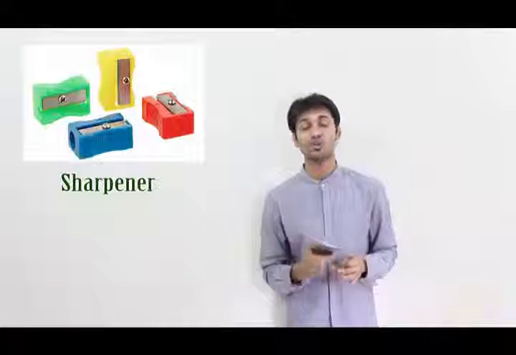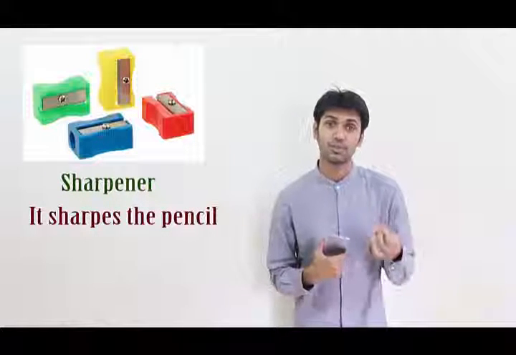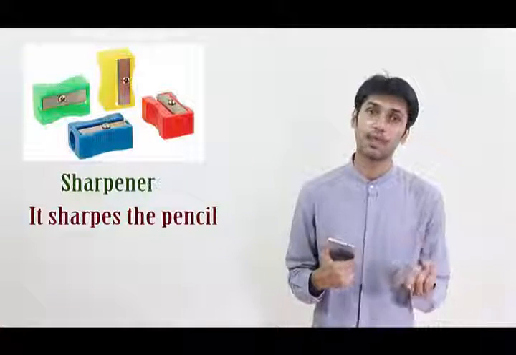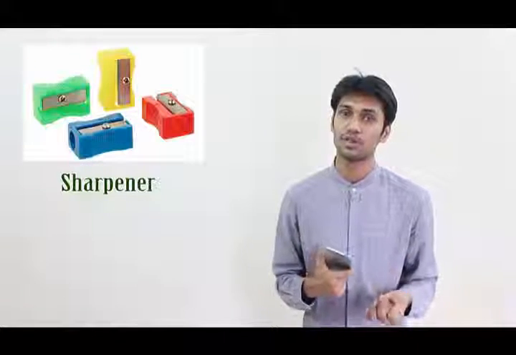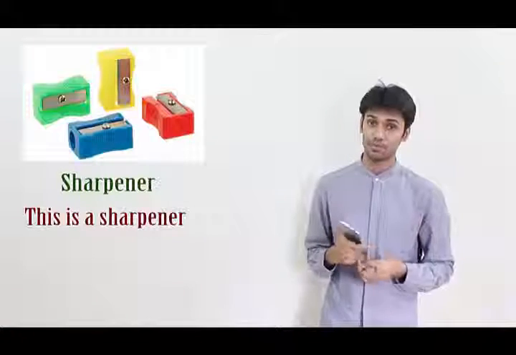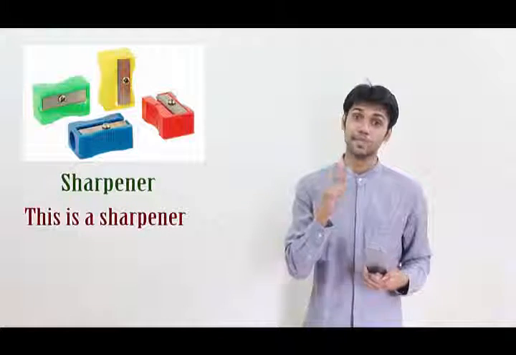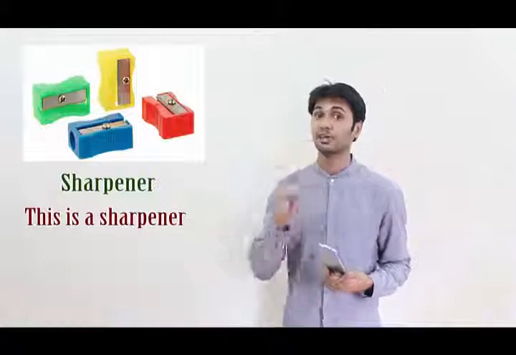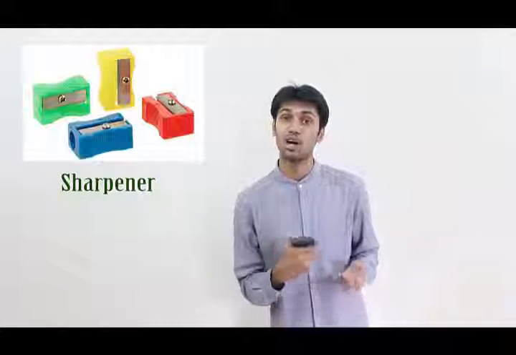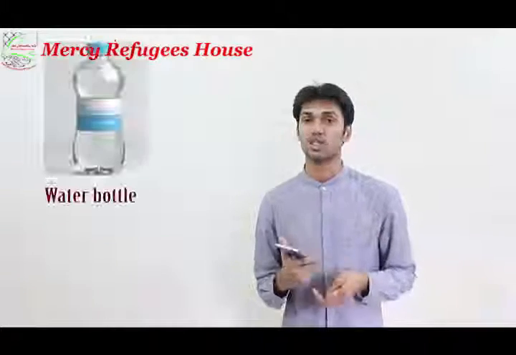Next one is the sharpener. What is it? A sharpener. It sharpens the pencil. This is a sharpener. Show them the picture and make them say, this is a sharpener. That is a sharpener. We sharpen the pencil with it. The sharpener sharpens the pencil.